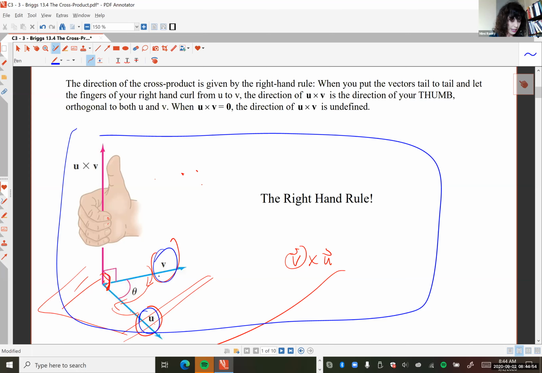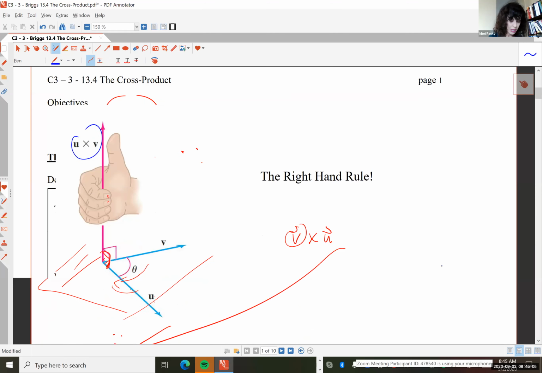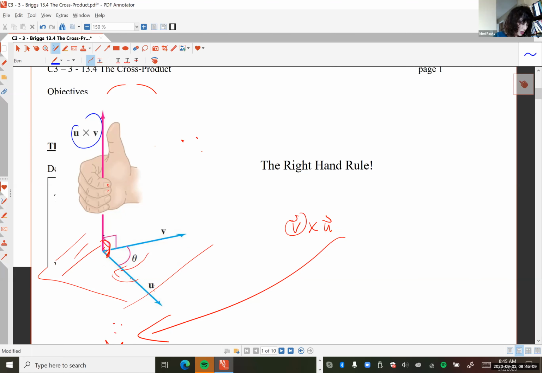You use your right hand rule, and then you get your thumb pointing in the direction of u cross v. From this picture, can you see that u cross v is indeed making a 90-degree angle, so it's orthogonal with u? Please say yes. Yes. Thank you.